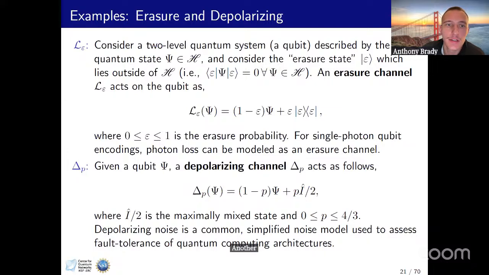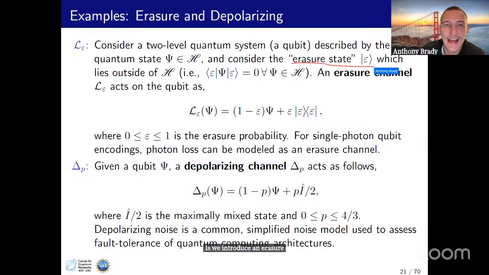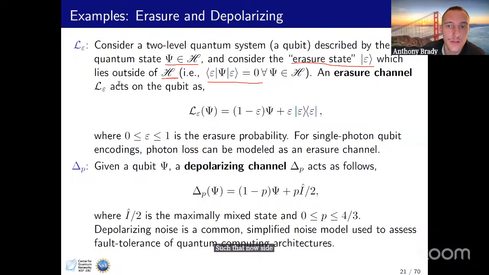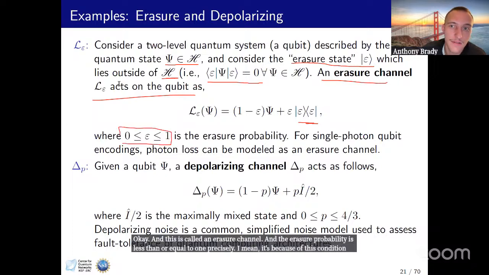Another example is an erasure channel. In this case, you send in a qubit, for example, or it doesn't even have to be a qubit or a two-level system, but you send in some quantum state, and then it's completely erased. So it's completely lost. What we do here is introduce an erasure state. This is kind of like a flag that tells you, oh, your state is lost. If psi is in some Hilbert space, this erasure state lies outside of the Hilbert space, such that psi does not have support on this extra state. This is called an erasure channel. And the erasure probability is less than or equal to 1 precisely, because of this condition that psi doesn't have support on the erasure state.